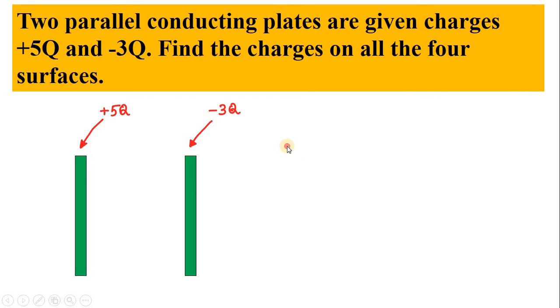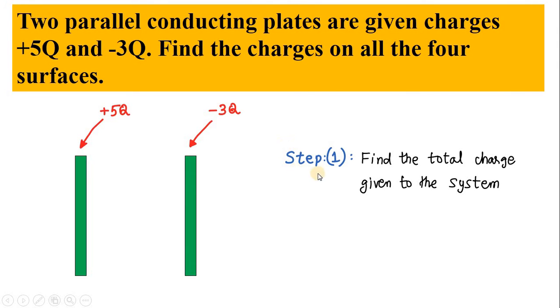Step number 1 is that first we should find out the total charge given to the system. As we can see here, the total charge given to the system is 5q and minus 3q. So let us add both of them and we will get 2q. So the total charge which is given to this whole system of plates is 2q.